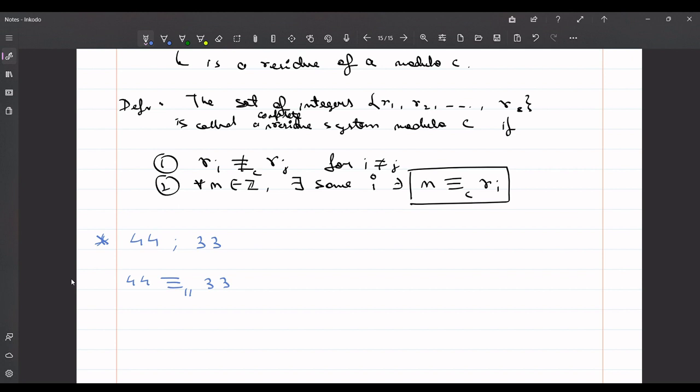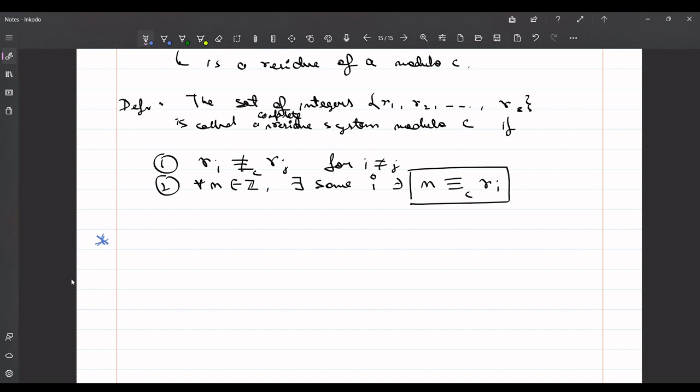Now the thing is that, what is the remainder you get when you divide 44 by 11? You get 0, right? You get 0. Okay, let me not do it like this. I have taken a very wrong example, so I'm sorry. Let me take one more example, a proper example at this moment.